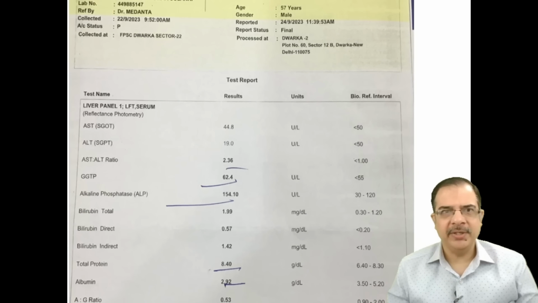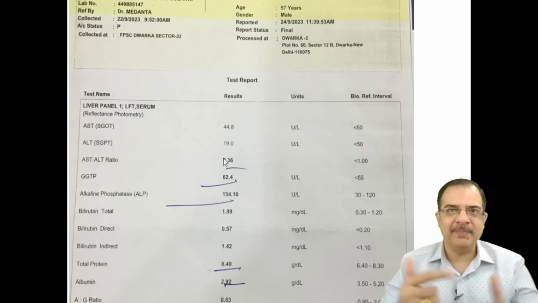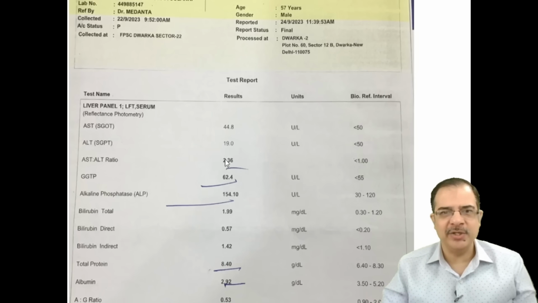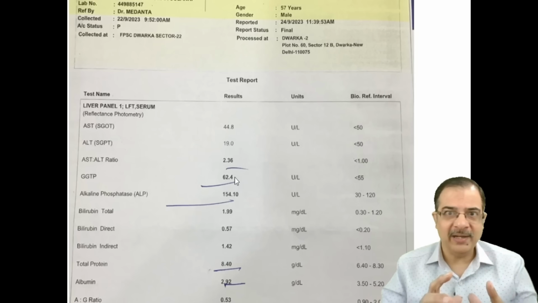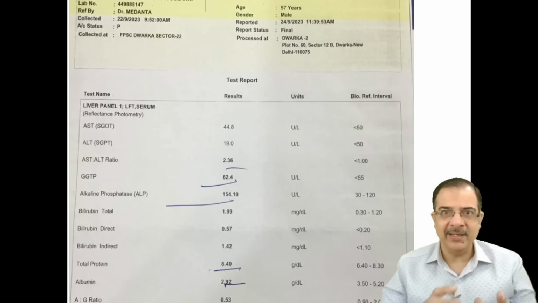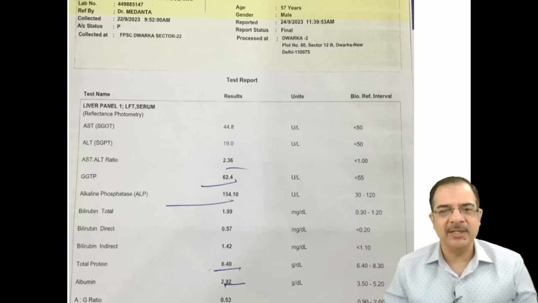Now this patient came with liver disease, and if we see the parameters, SGOT and SGPT are almost okay, but when you take the ratio it was 2.3. That will tell you that the patient must be taking alcohol. So the AST ALT ratio is high. Gamma GT is also high, because alcohol causes fatty liver disease, and fatty liver disease of any cause leads to increased gamma GT levels.